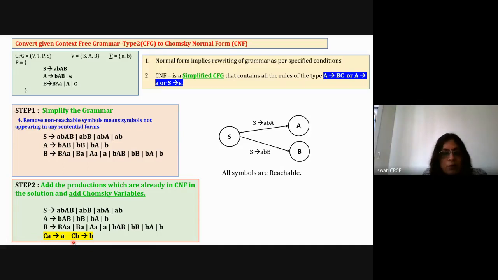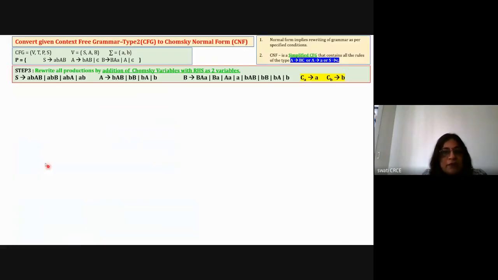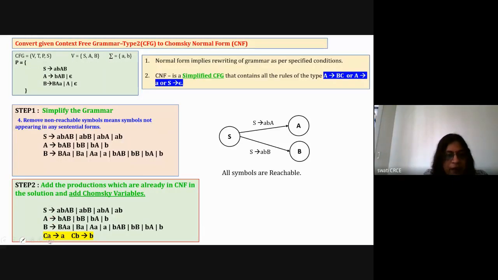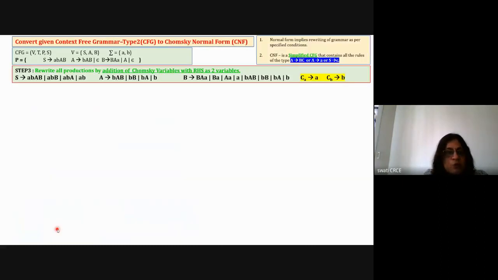Okay, now go to step 3. In step 3, I have rewritten here the existing grammar. Okay, these are my rules from the previous step. This S, A, B, three variables. So here I have written down the rules of S, A, B, and S had 4 rules.